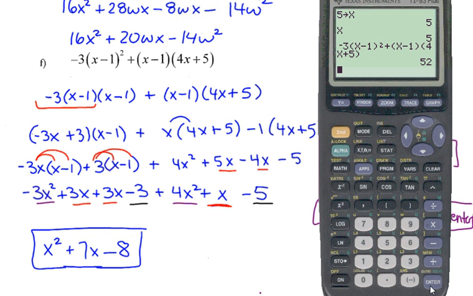Okay, then what do you think we're going to type in? Our simplified answer. Is this really the same thing as that, just more simplified? Yeah. So x squared plus 7x minus 8. See, it's nice using x because I don't have to push alpha every time. That's an extra button every time. 52. So we did our simplification right.